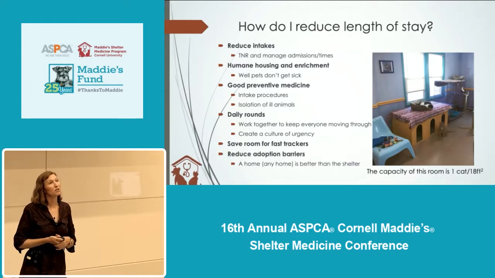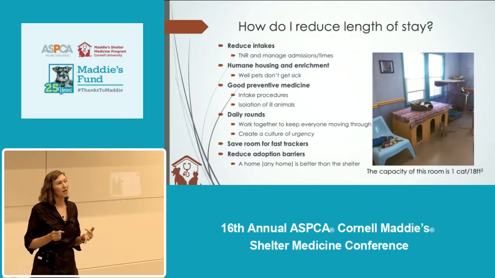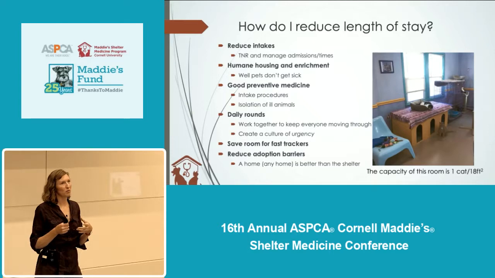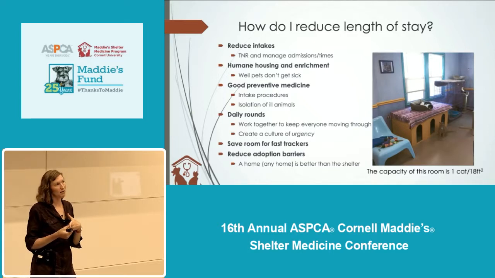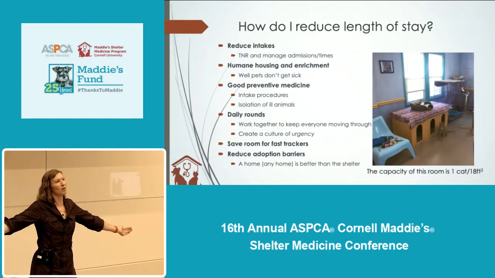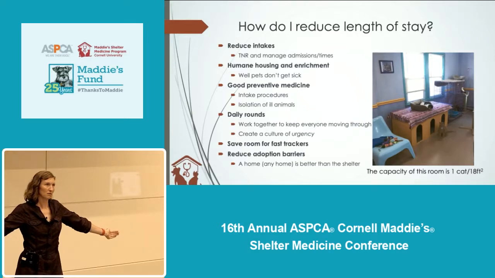Reducing adoption barriers is really, really important. So if you require a landlord check, if you require talking to veterinarians before you adopt animals out, if you require home inspections and making sure that people have fenced-in yards and making sure people are not going to let their cats outside, and all of those things, chances are your length of stay is a lot longer than it would be if you didn't do those things.